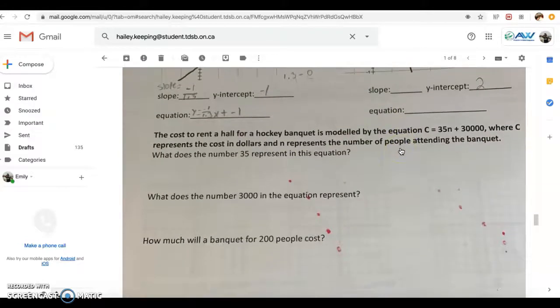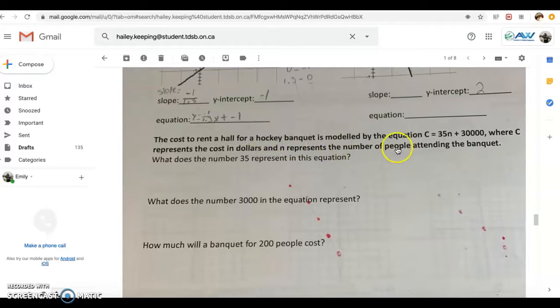This next word problem, the cost to rent a hall for a hockey banquet is modeled by this equation, where C represents the total cost, and N represents the number of people attending the banquet. And there's a typo here. It shouldn't be plus 30,000. It should be just plus 3,000. So I'm sorry about that. A $30,000 hockey banquet sounds a bit excessive to me.